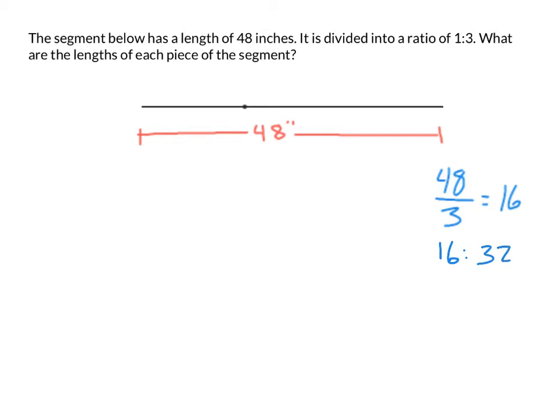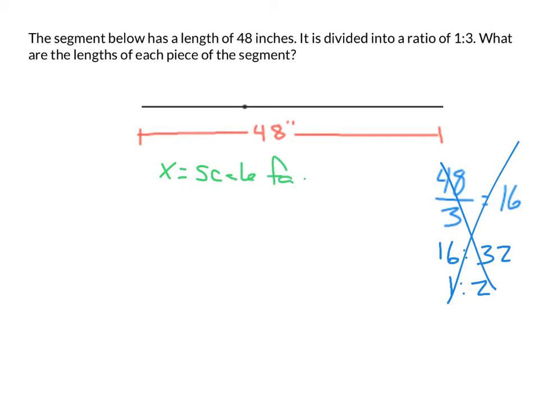However, this is not a ratio of 1 to 3. If we divide everything by 16, we come up with a ratio of 1 to 2. So this work is actually incorrect. Here's how this would go. Because it's a ratio of 1 to 3, well, first let's start with setting X to be our scale factor.